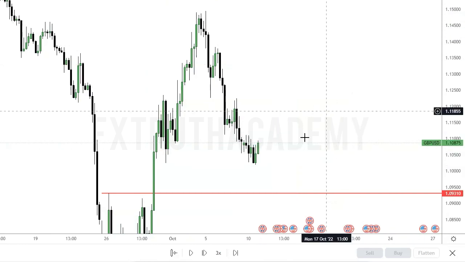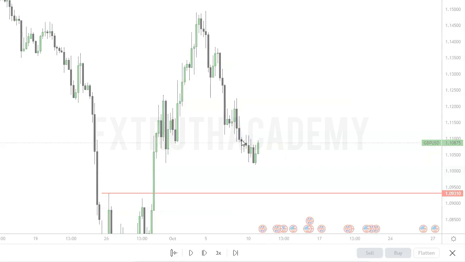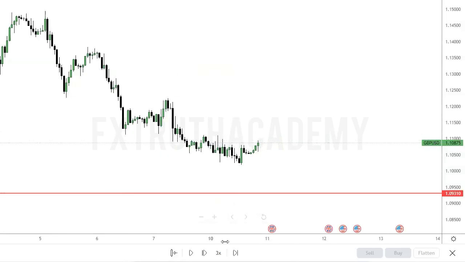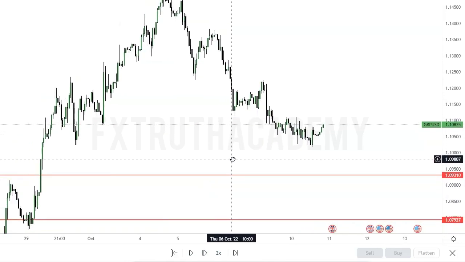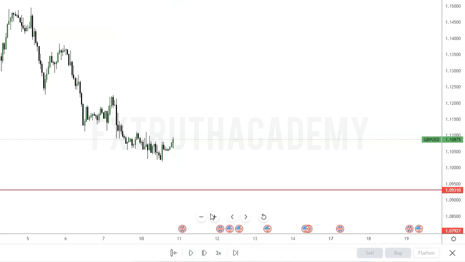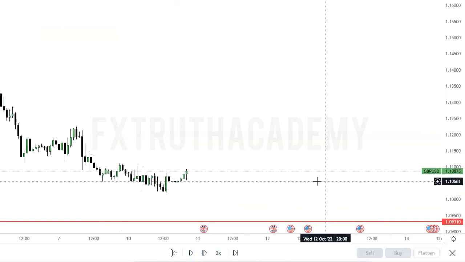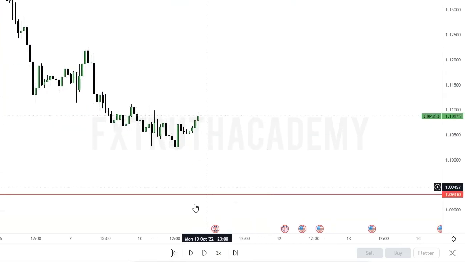So let me remove this also. Let's go to the hourly charts. Let's say we wanted something more refined. We don't want the 4 hours. Maybe some of us don't have the patience of waiting for the 4 hours. We wanted the 1 hour. So let's just zoom in and see what we would have had right there. So I want to show you an entry confirmation right here too.